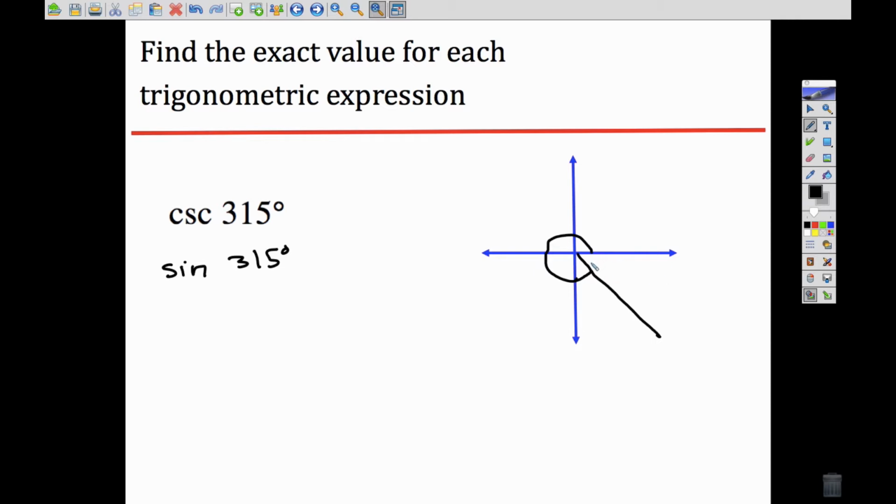So that's going to be a 45-degree triangle. So I know the coordinates here then are the square root of 2 over 2. The x is positive, and then the y is negative, the square root of 2 over 2. So that's my coordinate. So if I'm looking for the sine, that's the y value. So I'm looking at negative square root of 2 over 2.